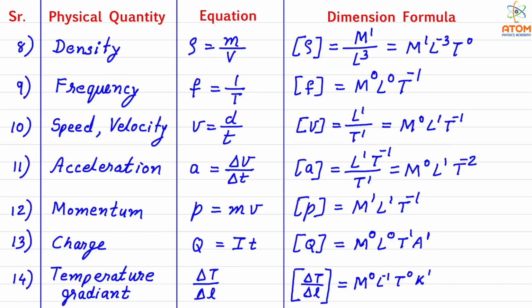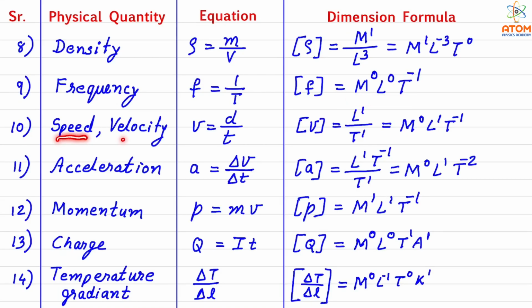Now there is density. Density is rho equal to m upon v, mass upon volume. For mass, obviously we will put m1. For volume we have already taken l cube, so that's why it is m1 l raised to minus 3 t0. For frequency, the equation is f equal to 1 upon T, where capital T is the periodic time. So f into square brackets and the dimension formula will be just m0 l0 t raised to minus 1.